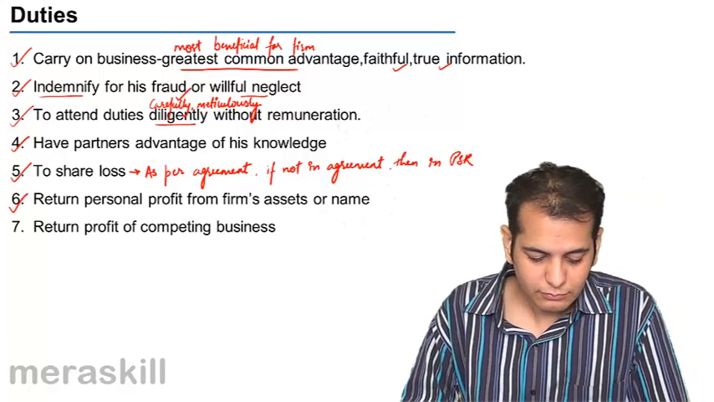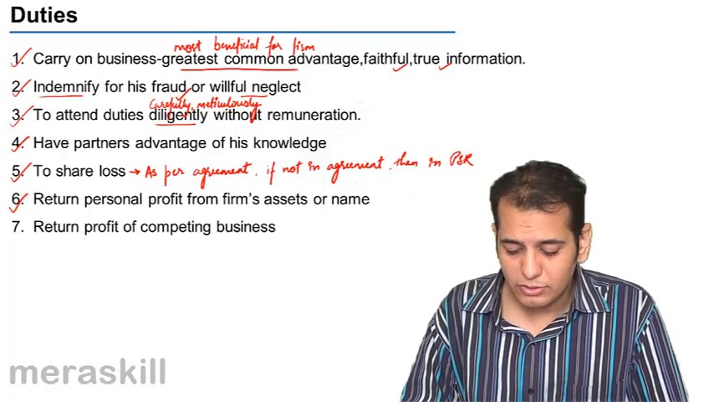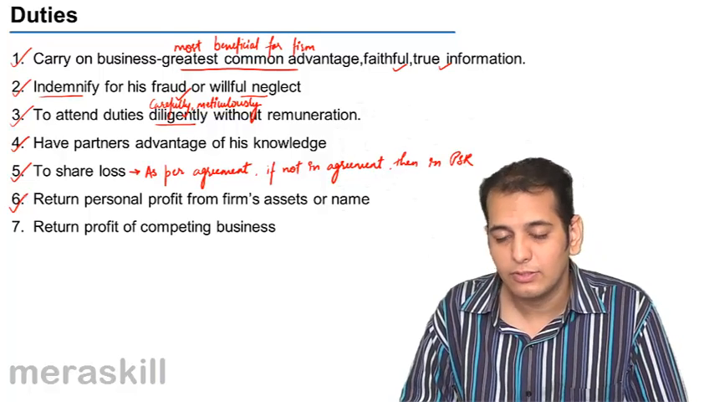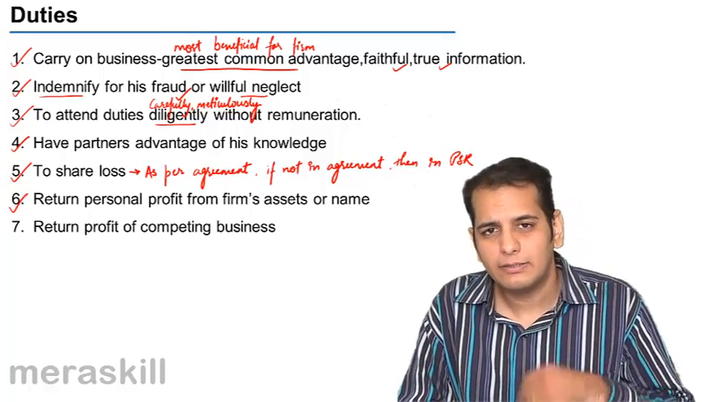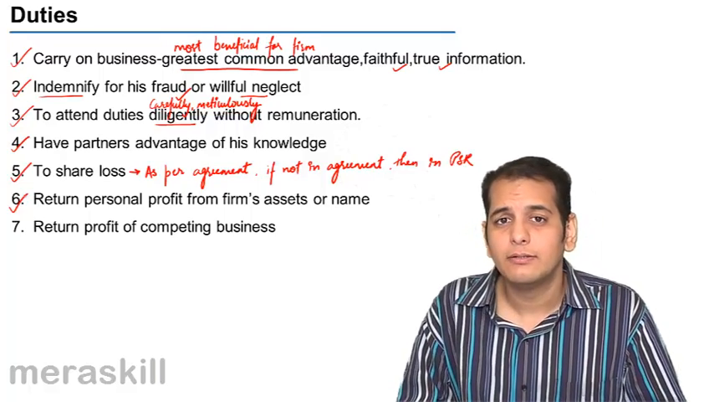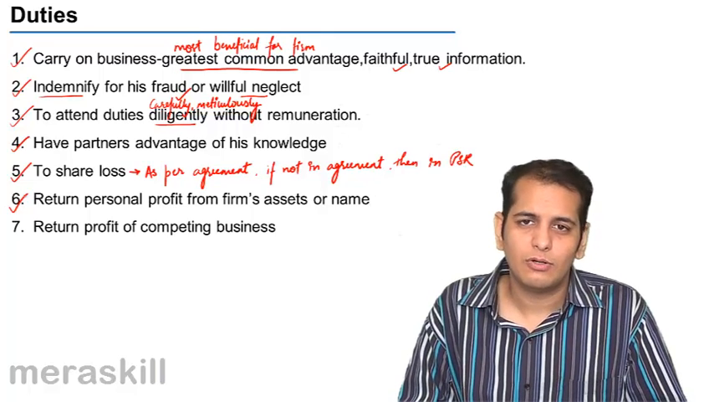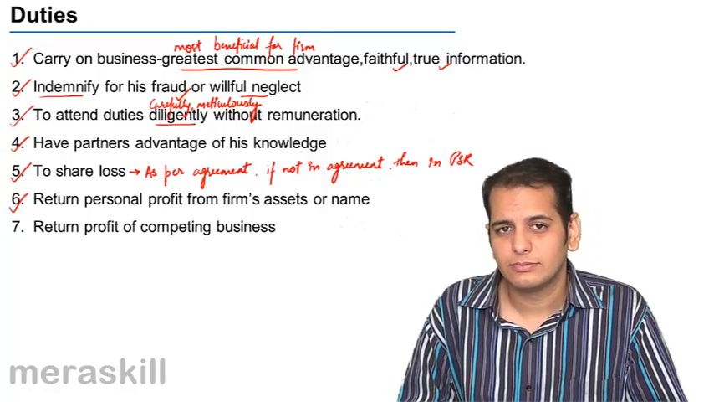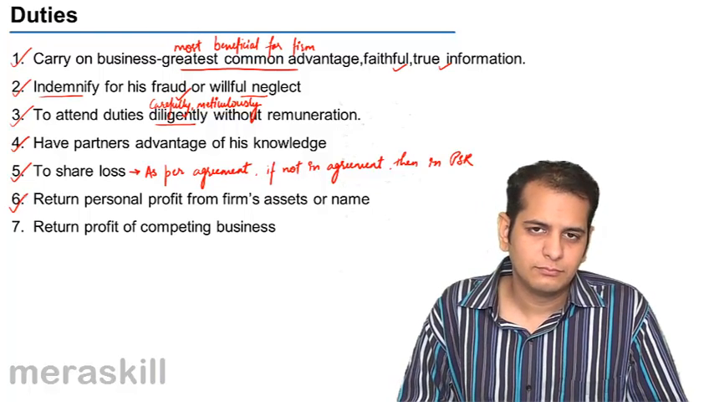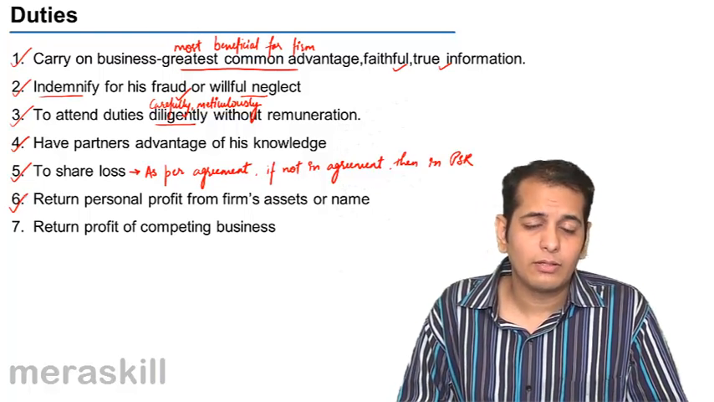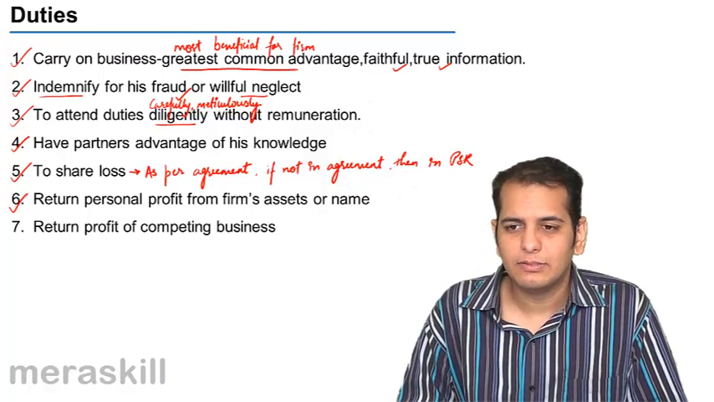Next, return personal profit from firm's assets or name. Whatever profit a partner has earned individually by using the firm's name or firm's assets, he should return that profit to the firm. Okay, I'll give you an example.